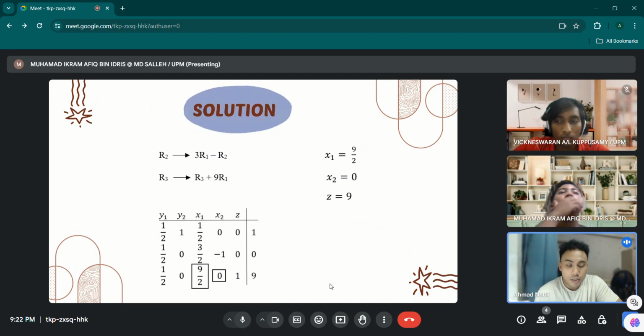After substituting the equations, we get the z value for row 3 as 9, when s1 is equal to 9 over 2 and s2 is equal to 0. Because the question asks us to minimize the equation, z is the value that shows we have obtained the minimized equation, by using x1 with the value 9 over 2 and s2 with the value 0.